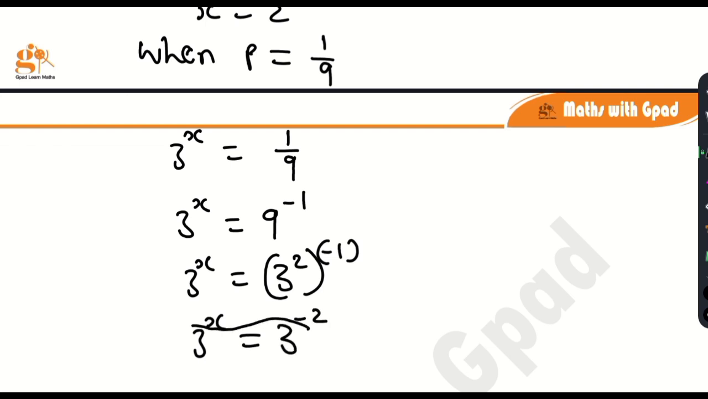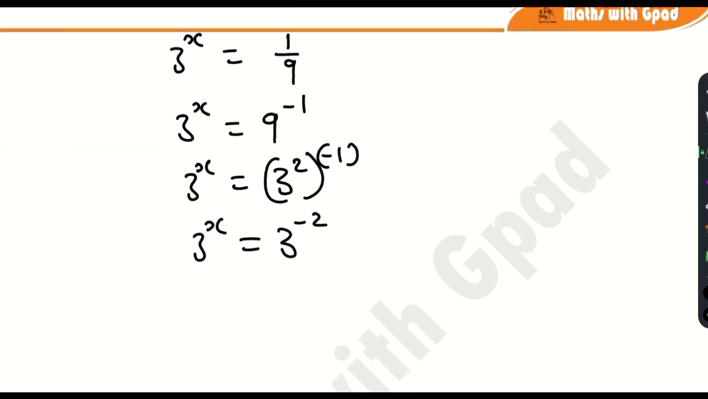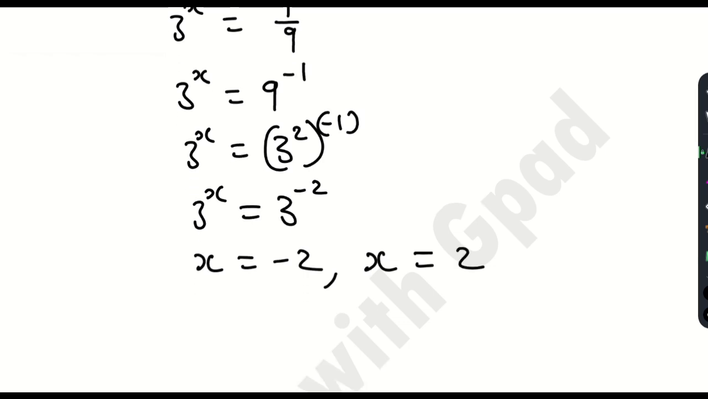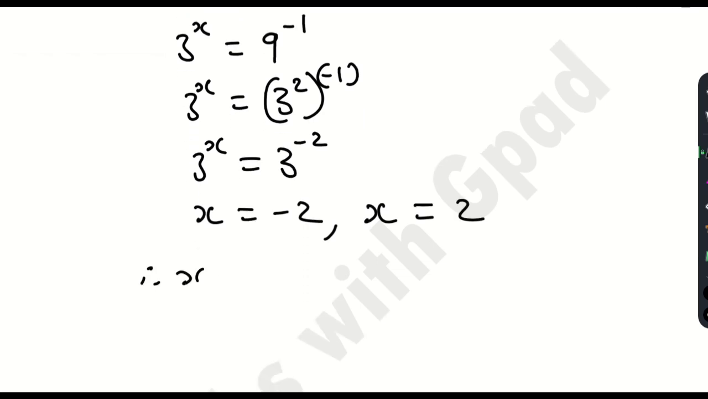So they have a common base. What are we supposed to do? We're going to equate the exponents. So x will be equal to what? Negative 2. Now we have the two values of x. x is equal to negative 2, and x is equal to what? 2, as we earlier got. So we will conclude by saying, therefore, x is equal to negative 2 or 2.